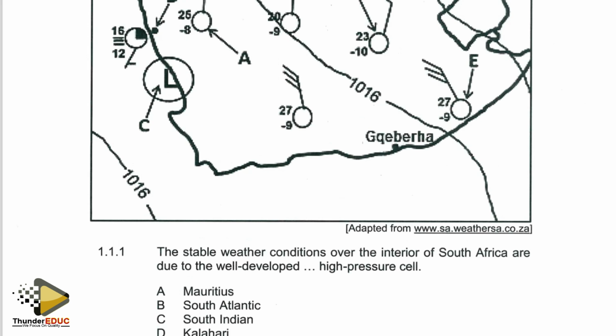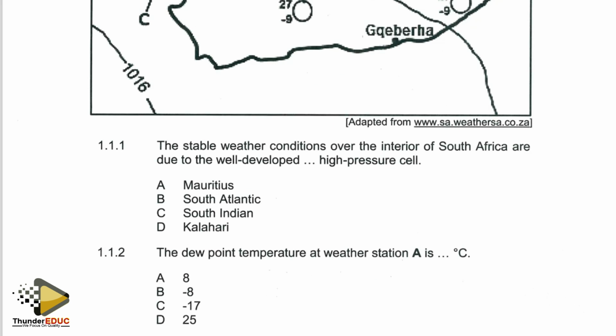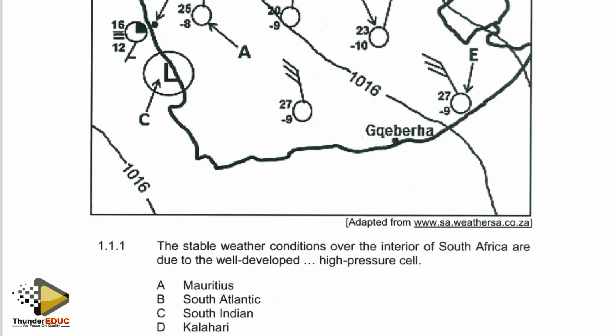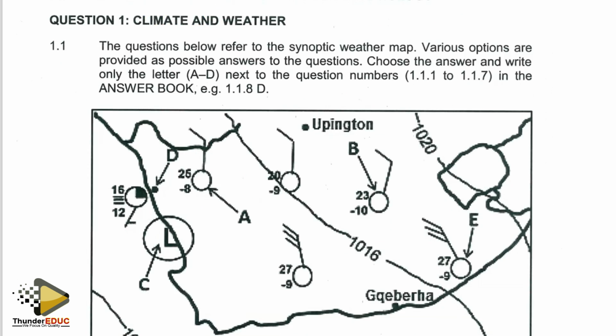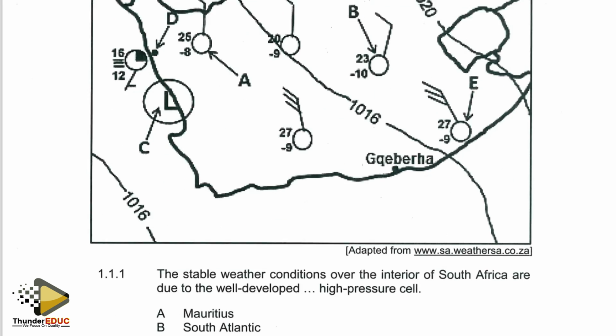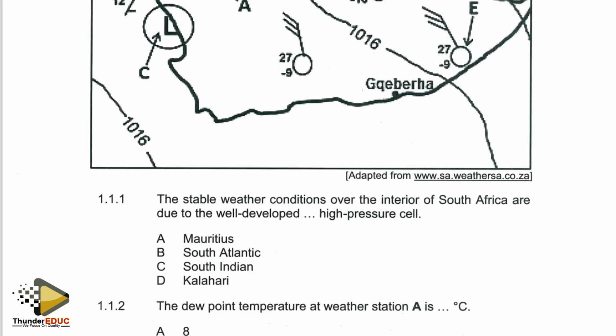In this question here, we have question number 1.1, which talks about the stable weather conditions over the interior of South Africa being due to the well-developed high-pressure cell. For us to realize stable weather conditions over the interior, we understand that stable weather conditions are realized when we have the dominance of sinking air. When we have sinking air, that is where we have fine weather, stable weather, which is an anti-cyclonic system.